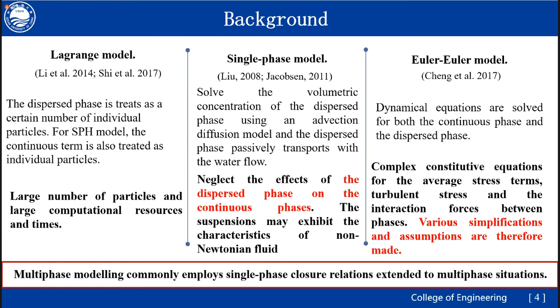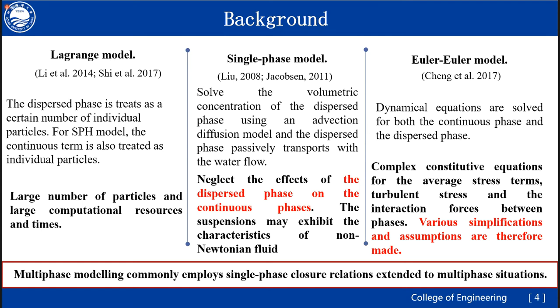Before we start to focus on problems, we need to select a suitable model. There are three kinds of numerical models available to solve such problems. The first is the Lagrange model. In this model, the dispersed phase is treated as a certain number of individual particles. For the LPH model, the continuous phase is also treated as individual particles. That means we need a large number of particles and a lot of computer time.